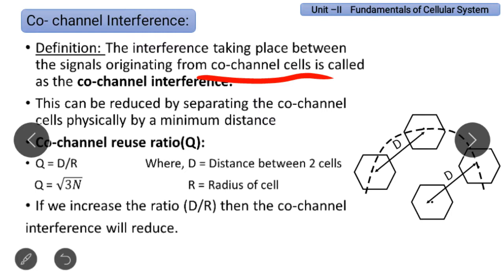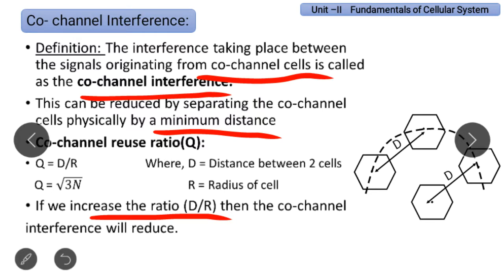Always we have to maintain this relation when we use the frequency reuse concept. You know what the frequency reuse concept is. If we increase the ratio of D by R, then co-channel interference will be reduced. To minimize this co-channel interference, we have to increase the D by R ratio. This is all about co-channel interference.